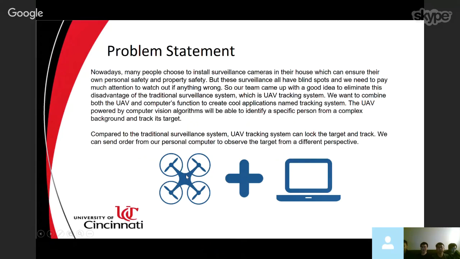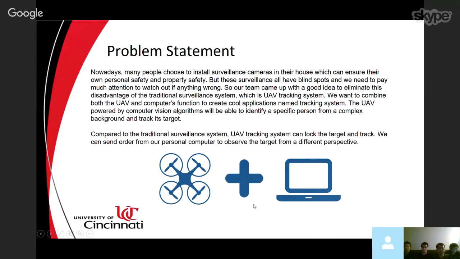In the information age, many people choose to install surveillance cameras in their house, which can ensure their own personal safety and property safety. And the government also installs surveillance cameras in the street. Can the surveillance cameras really keep watch over everything on the street? The answer is no, because surveillance cameras are installed in a fixed place and cannot rotate. So it results in blind spots which seriously imperil people's safety.